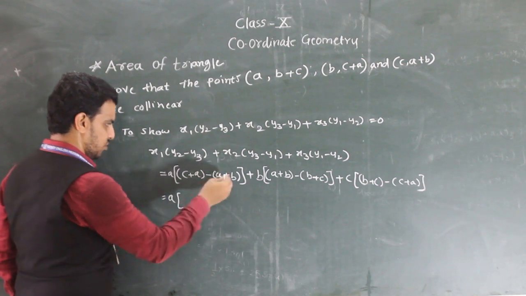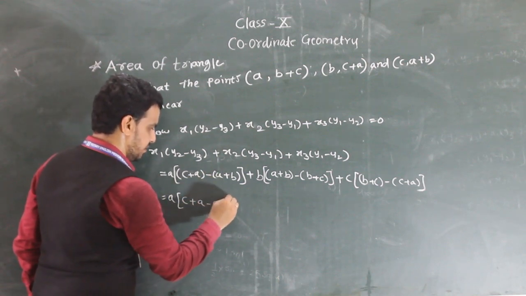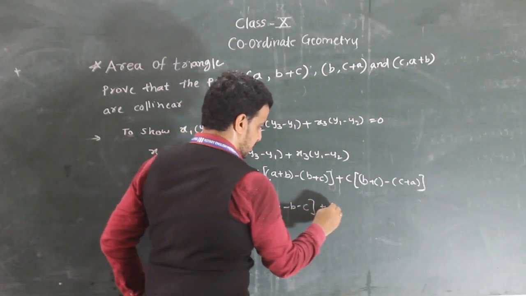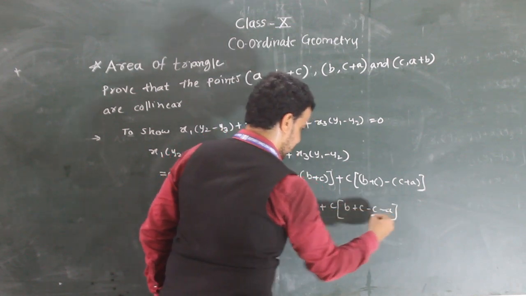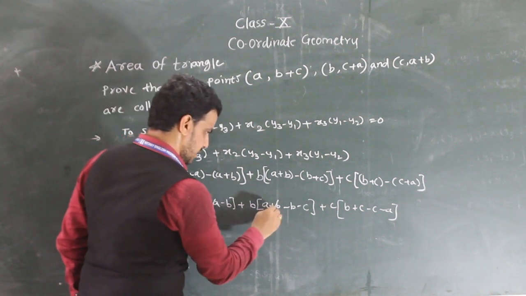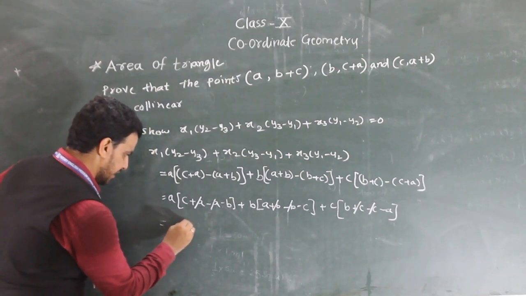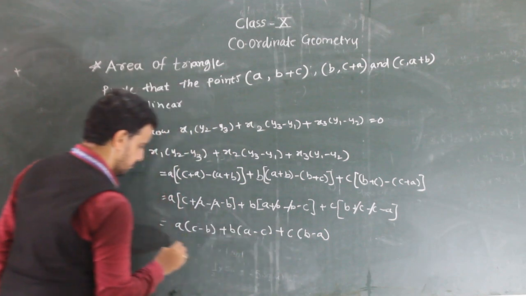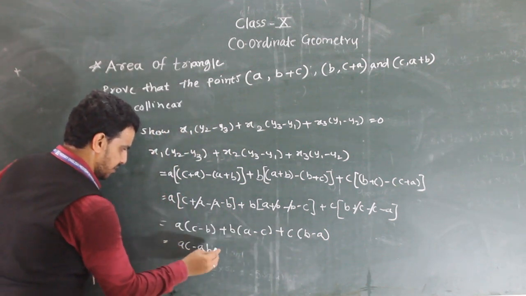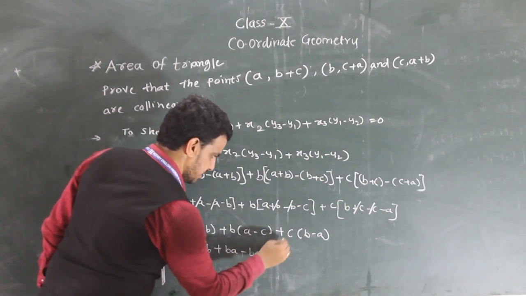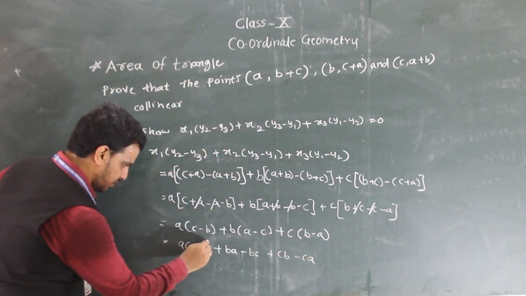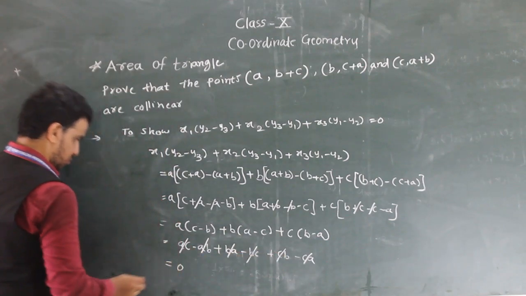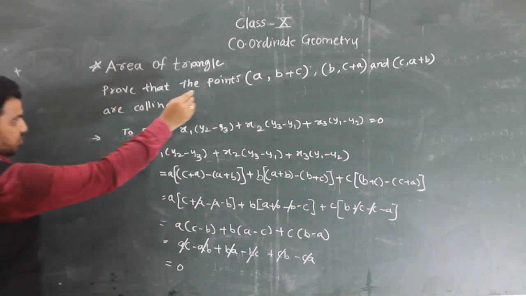Now a into, first you have to solve this, c plus a minus a plus b, plus b into a plus b minus b minus c, plus c into b plus c minus c minus a. Now we have to write plus a minus a here, plus b minus b and plus c minus c. So here we have a into c minus b plus b into a minus c plus c into b minus a. Now if you multiply this, ac minus ab plus ba minus bc plus cb minus ca. Now minus ab and plus ba cancel, plus ac minus ca cancel, minus bc plus cb cancel. So answer is 0. So answer of this term is 0, means these 3 points are collinear.